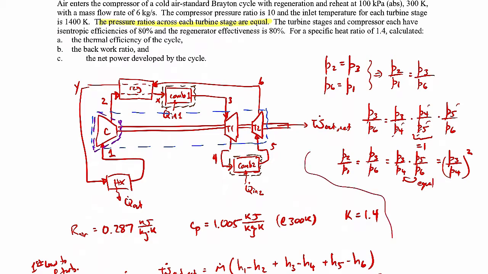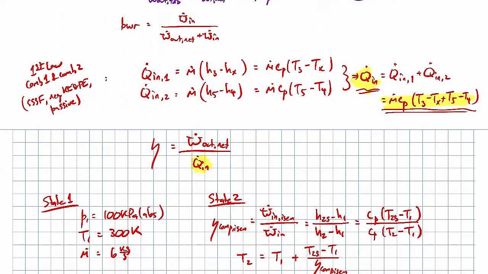So then P3 over P4 will be the square root of P2 over P1. And that's also going to be equal to P5 over P6 because P3 over P4 and P5 over P6 are the same. All right, so this will be just equal to the square root of 10, and I think that comes out to be 3.162. So that's the pressure ratio, P3 over P4 as well as P5 over P6. Okay? So we're going to make use of that down here.